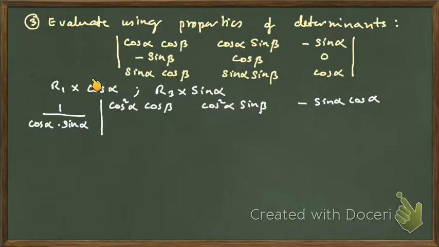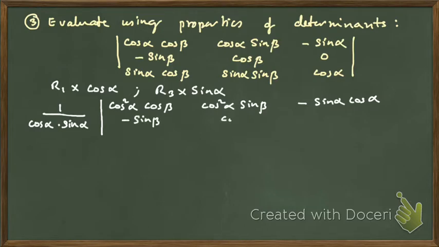So R1, the first row, is being multiplied by cos alpha. So to compensate, I have a 1 by cos alpha outside. And then I will multiply R3 by sine alpha. So to compensate, I have a 1 by sine alpha outside. So that is 1 by cos alpha sine alpha into. The first row is being multiplied by cos alpha. You know the logic, because this will become sine alpha, cos alpha. So when I multiply by cos alpha in the first row, this will become cos square alpha, cos beta. This will become cos square alpha, sine beta. And this is minus sine alpha, cos alpha.